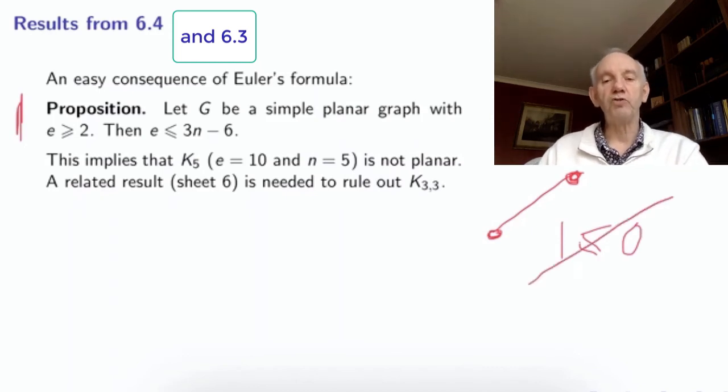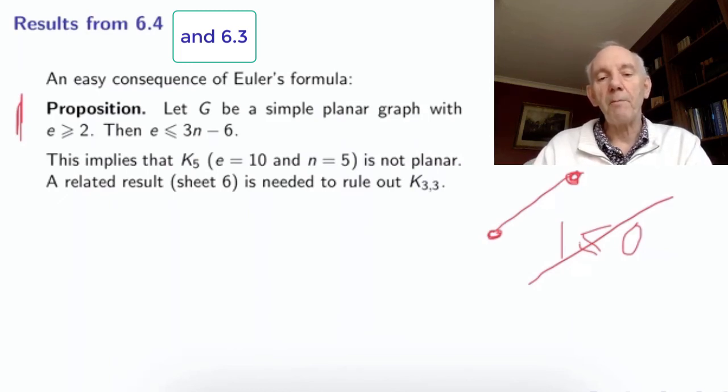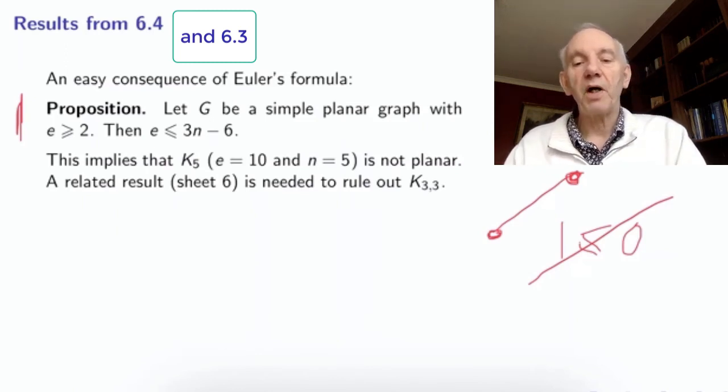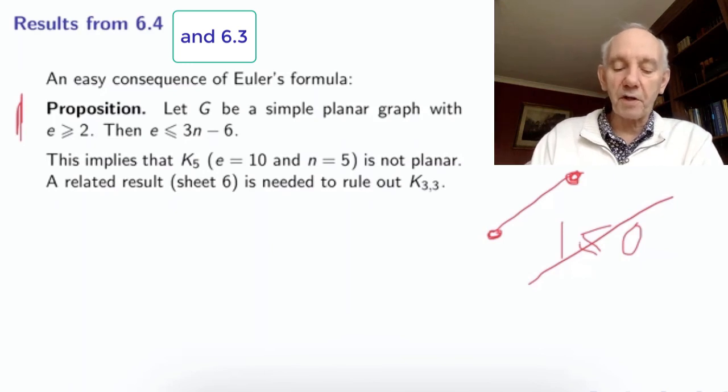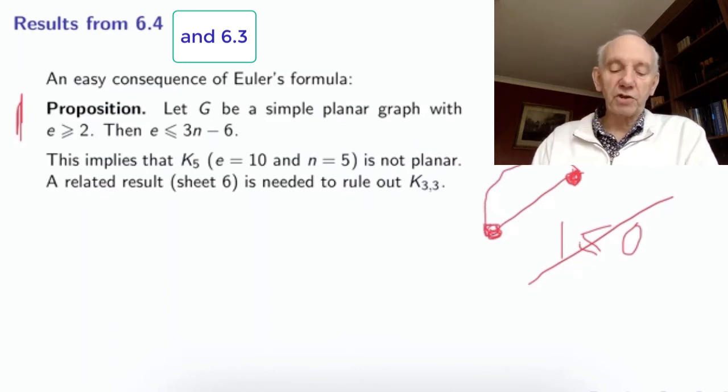But the reason that goes wrong is that your region, we've only got one region here, the outside, is only bounded by one edge. To get this formula to work, you need to assume that every region is bounded by more. Similarly, you can't allow graphs that are not simple. That would also fail, because you'd have 2 edges joining the same vertex.